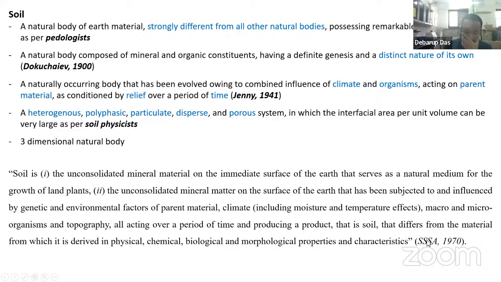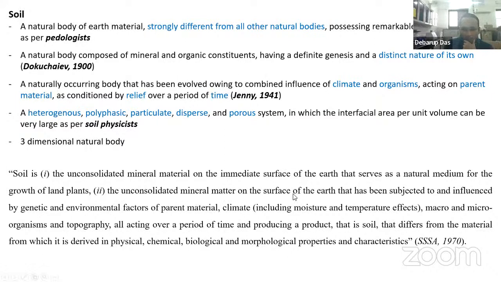As per the Soil Science Society of America, glossary of soil science terms, soil is the unconsolidated material on the immediate surface of the earth that serves as a natural medium for growth of land plants. If it is only unconsolidated, then we will not call it soil. It must serve as a natural medium for growth of land plants. Now, please try to remember another thing. Study of soil as a medium for plant growth is called edaphology. Study of soil genesis, soil classification and survey all come under pedology, whereas study of soils as a medium for plant growth comes under edaphology.